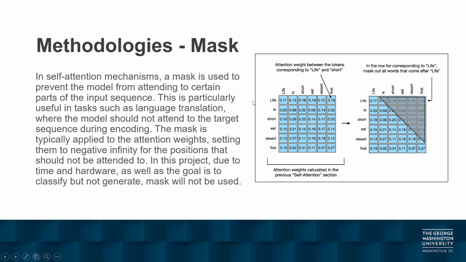Also, there is a mechanism called a mask. In the self-attention mechanism, a mask is used to prevent the model from attending to certain parts of the input sequence. This is particularly useful in tasks such as language translation, where the model should not attend to the target sequence during encoding. The mask is typically applied to the attention weights, setting them to negative infinity for the positions that should not be attended to. In this project, due to the time and hardware, as well as the goal being to classify but not generate, masking will not be used.